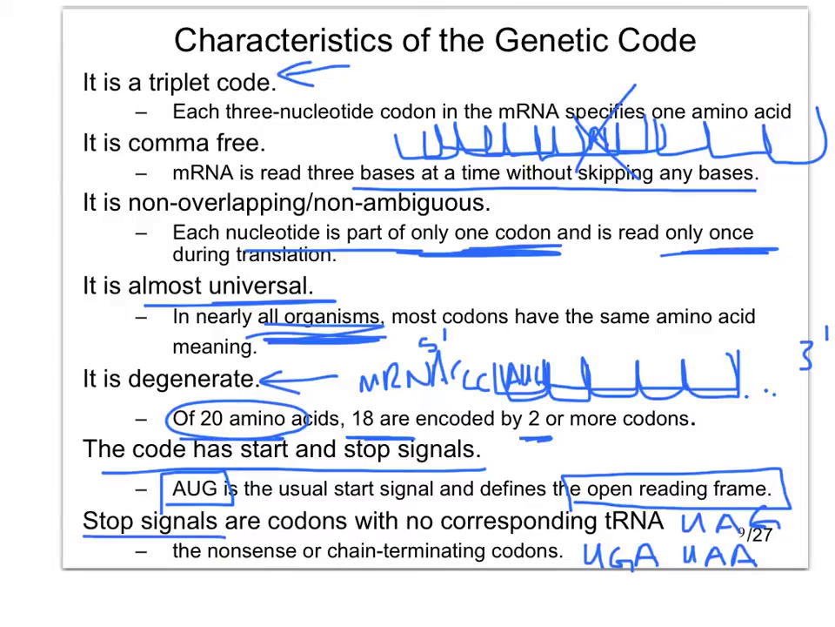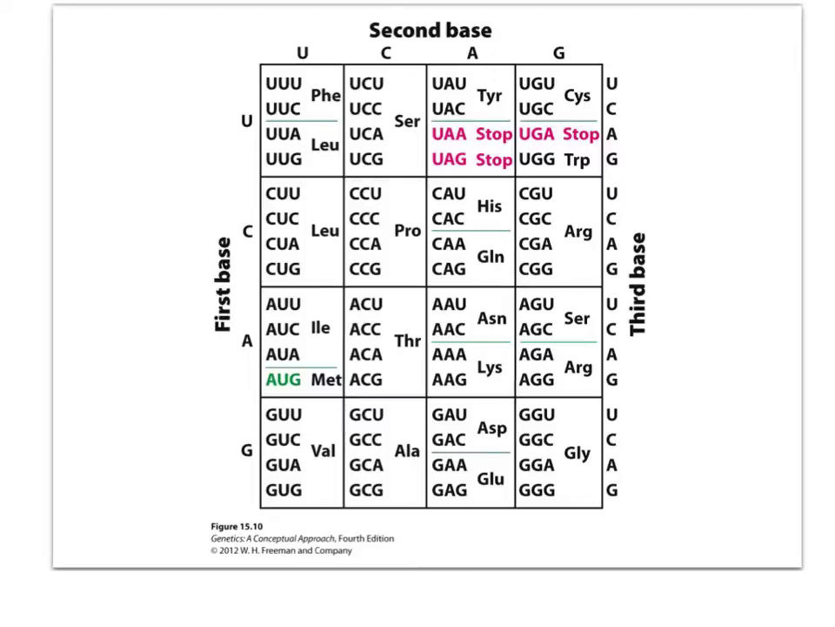The stop signals, or the stop codons, have no corresponding tRNA. No tRNA ever goes in and sits on a stop codon. It's actually a protein that sits there and blows the ribosome apart so translation stops. Not a special tRNA. Do not pick that answer on a quiz or an exam. It's not a special tRNA that sits on a stop codon. It's a protein. No tRNA, no amino acid, none of that. Okay? The 3 stop codons are UGA, UAG, and UAA, listed right here. So let's take a look at the genetic code chart.